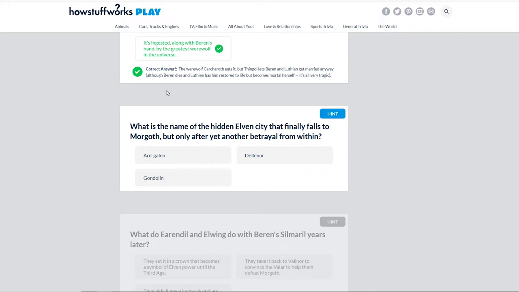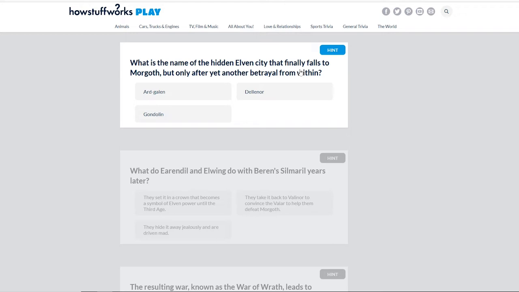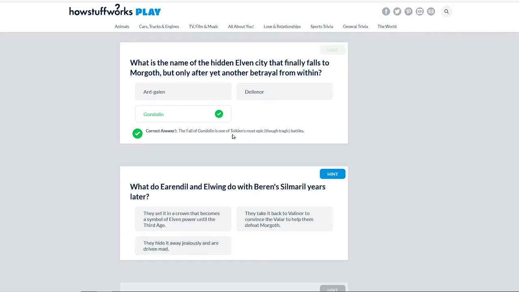What is the name of the hidden elven city that finally falls to Morgoth, but only after yet another betrayal from within? Artgallen, Delenor, and Gondolin. I don't recognize these two names, but still, it's Gondolin. The fall of Gondolin is one of Tolkien's most epic, though tragic, battles.